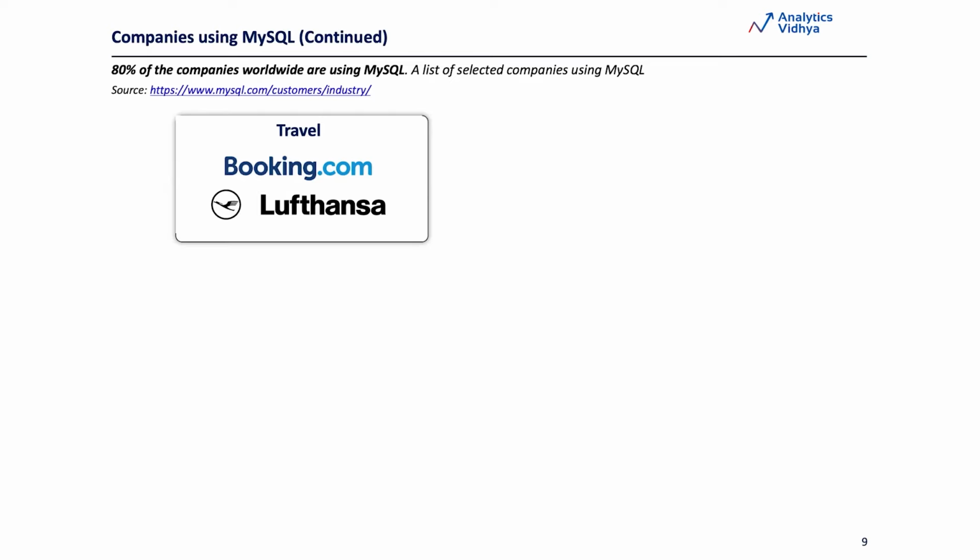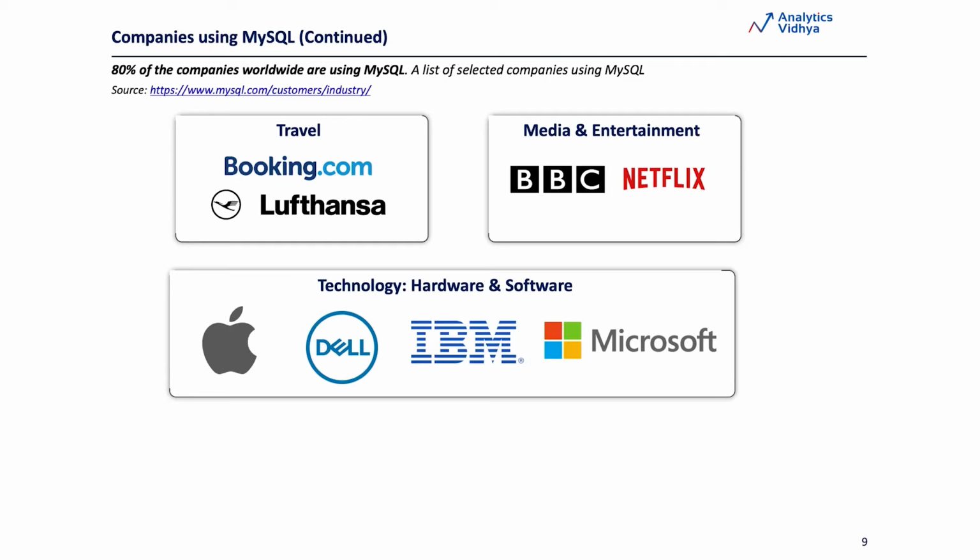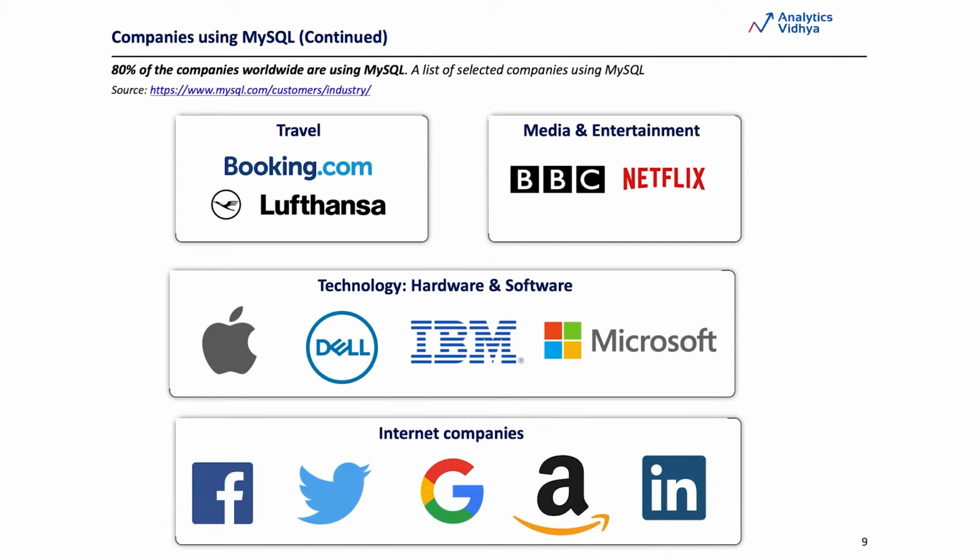Then you have Booking.com and Lufthansa in travel, BBC and Netflix in media and entertainment. Then you have some big names like Apple, Dell, IBM, Microsoft in technology, and all the internet companies, in fact, including Facebook, Twitter, Google, Amazon, and LinkedIn, are using MySQL.